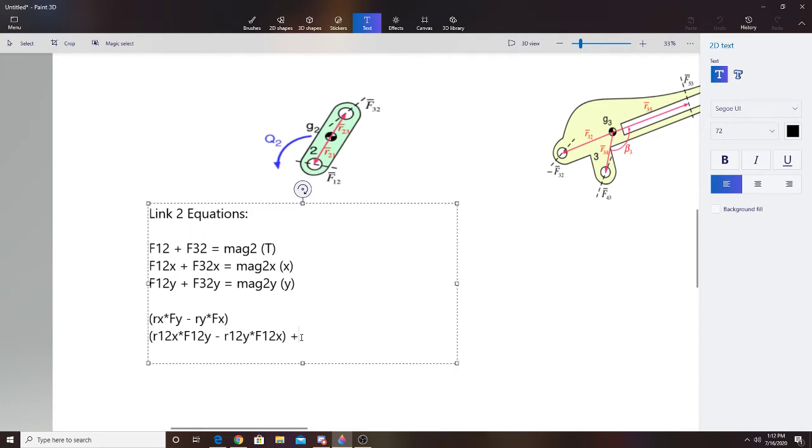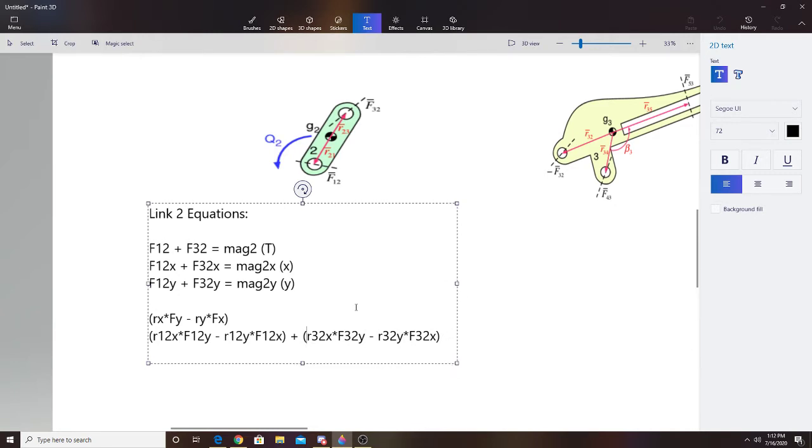Now, move on to the next one, which is going to be the exact same thing except with 32. So R32x times F32y minus R32y times F32x. All right.